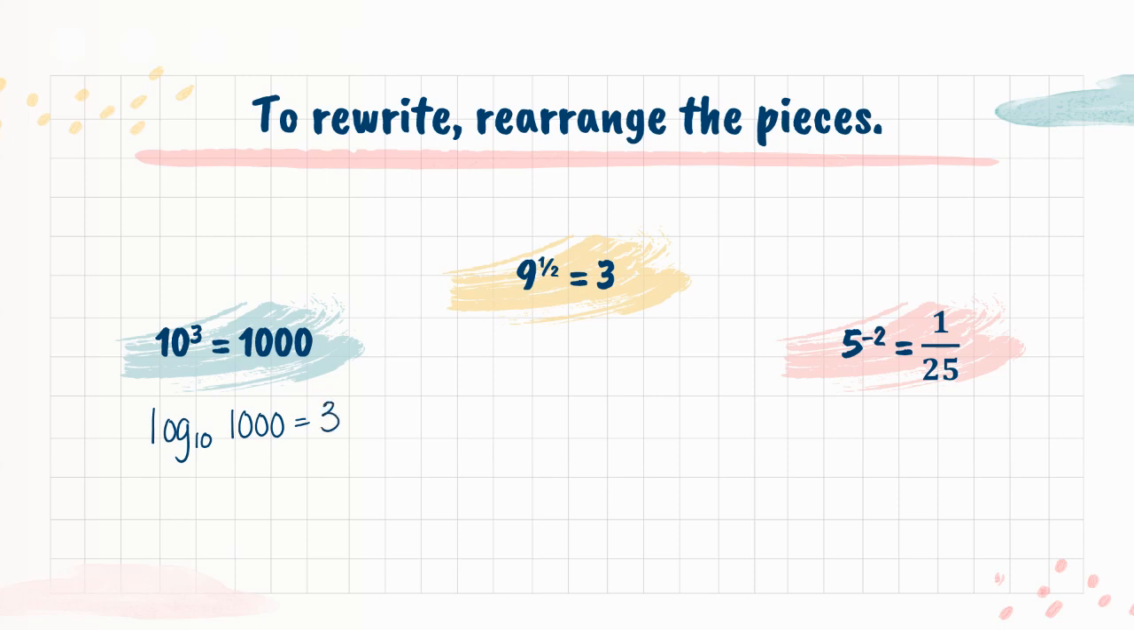We just rewrote this exponential in logarithmic form. We put our base next to the log, then comes our answer, and it's equal to our exponent. Let's try another one. Over here we have log. Our base is 9. Our answer is 3, and that's equal to our exponent, which is 1/2.